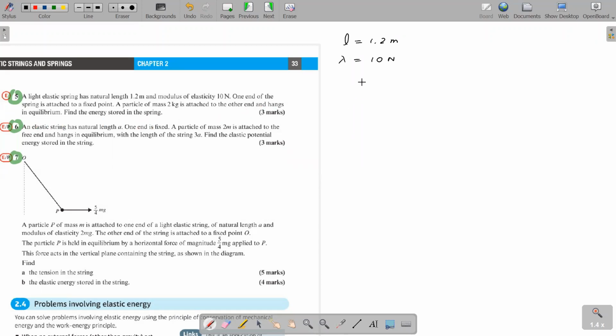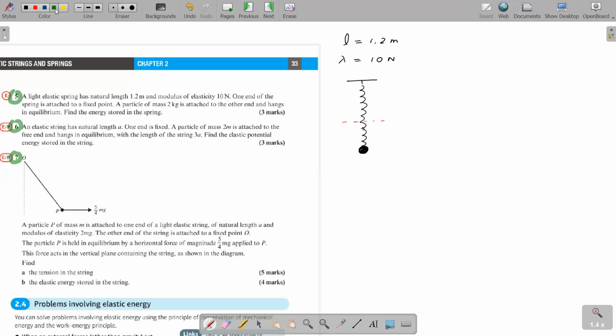Okay, so basically, what's the first thing that you need to do here? When they say there is a particle attached to the end of the spring, is it going to be at the natural length? They say it's hanging, right? And it hangs in equilibrium. So basically, when it's hanging in equilibrium, will it be at its natural length? Definitely no, it won't be at its natural length. So what's the first thing you need to do here?